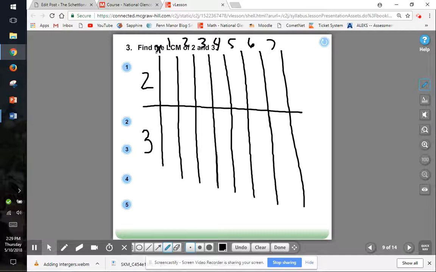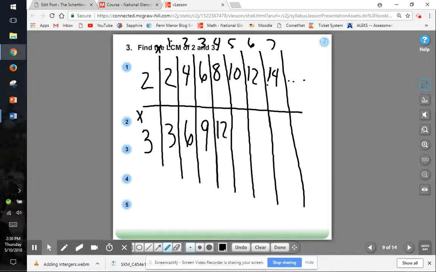2 times 1 is 2. 2 times 2 is 4. And 2 times 3 is 6. 8, 10, 12, 14, and so on. Let's take a look at the multiples of 3. 3 times 1 is 3. 3 times 2 is 6. 3 times 3 is 9. I think I already see the answer. 3 times 4 is 12, and so on.